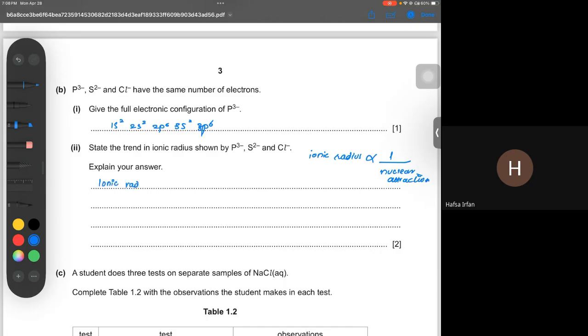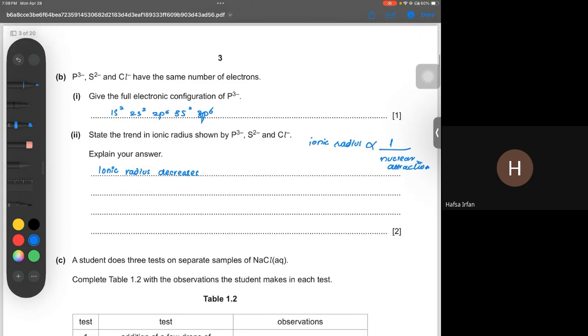I would say that ionic radius decreases from phosphorus to chlorine, as shielding remains the same and nuclear attraction increases. Also, nuclear charge increases.